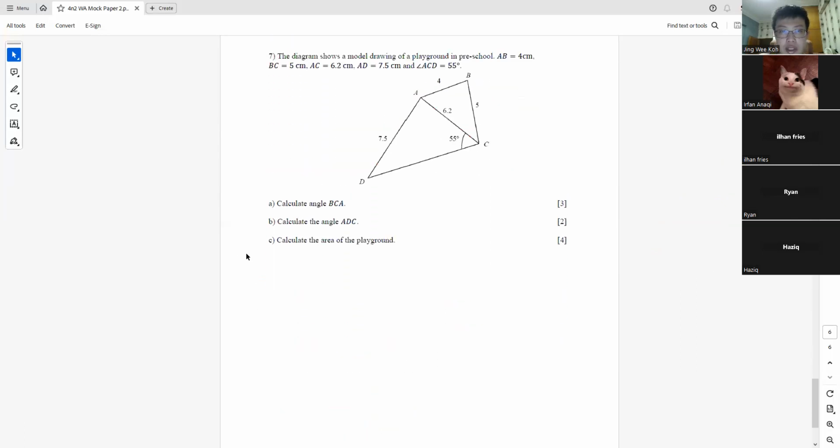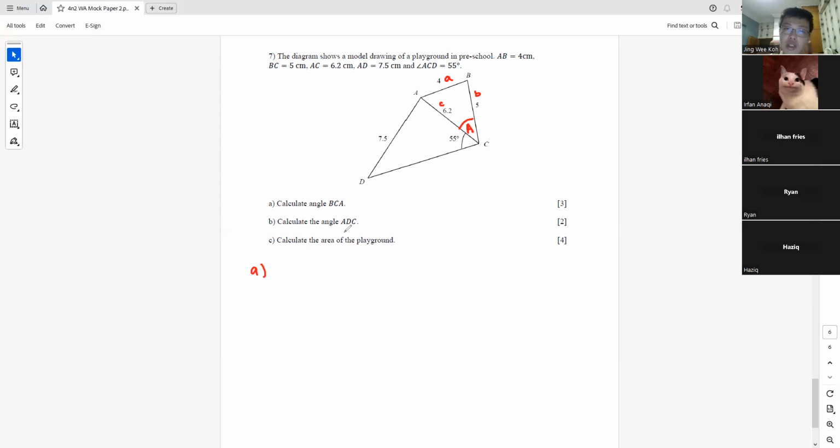Okay, last one already. The diagram is a model drawing of a preschool. Check, make sure they give you all the angles. So calculate BCA. So how to calculate BCA? See, you do not have an angle. So the only way is to use your cosine rule. You cannot use sine rule because sine rule needs an angle. So with cosine rule, if you want to find an angle, you can find it. So this is the angle. If this is my big A, 4 will be my small a, 5 will be my b, 6.2 my c. It doesn't matter which is b and c.